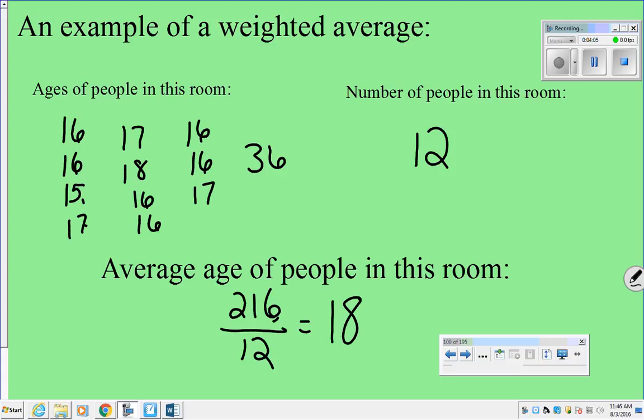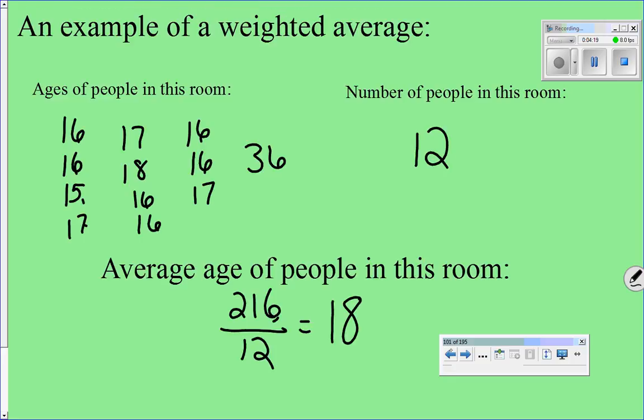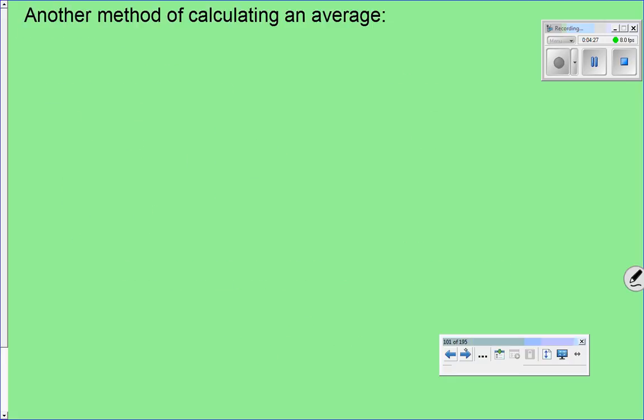There are other ways to calculate an average. So another method of calculating an average that we can do using those same numbers: 6 of the people included in that were 16-year-olds. So if we look at our numbers back here, we have our 1, 2, 3, 4, 5, 6 16-year-olds. Out of 12 people, that's half of them. So I can call half 0.5, and I can say 0.5 of my people are 16. 3 of my people were 17. That's 0.25 of my people that are 17.